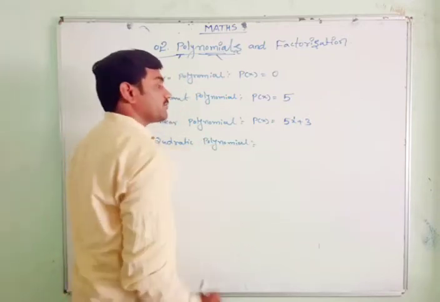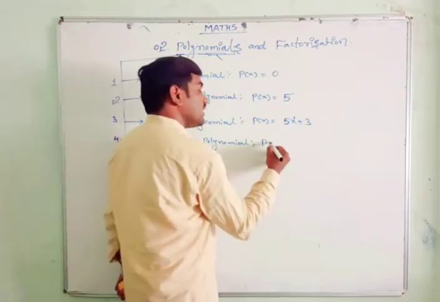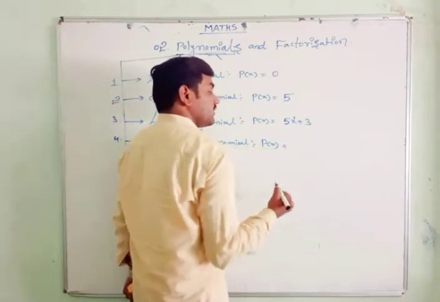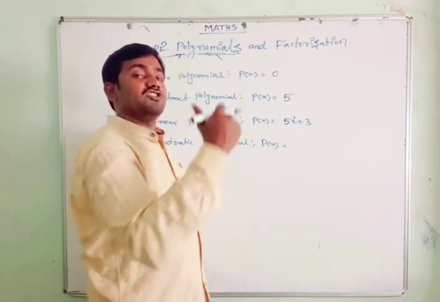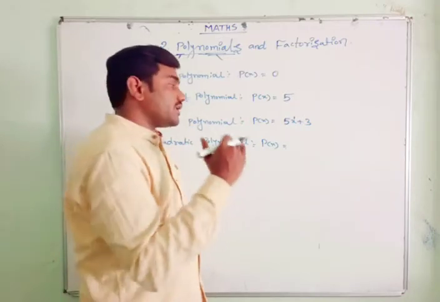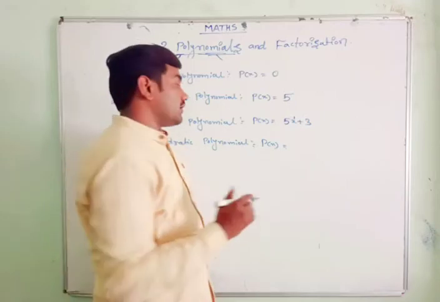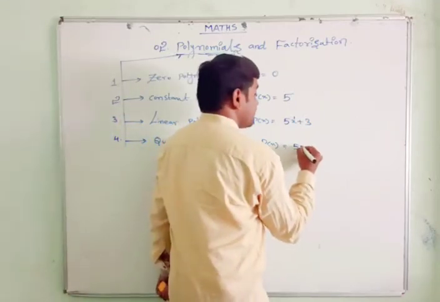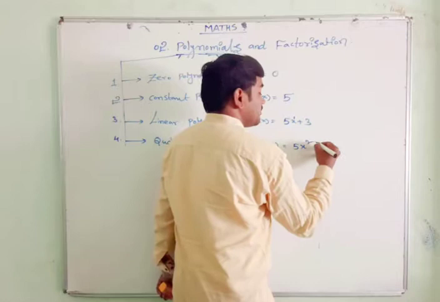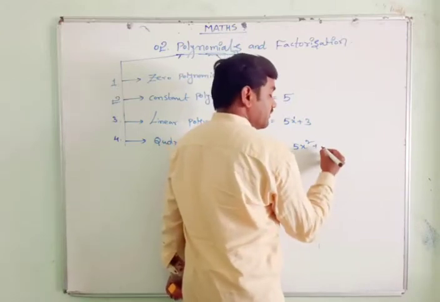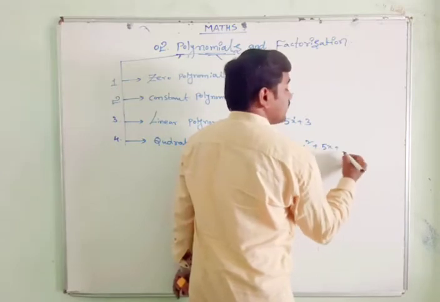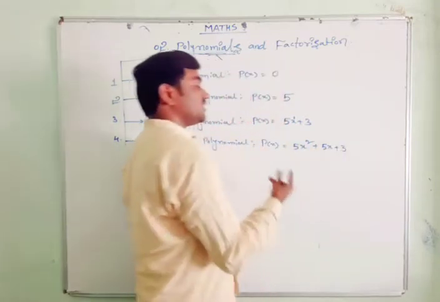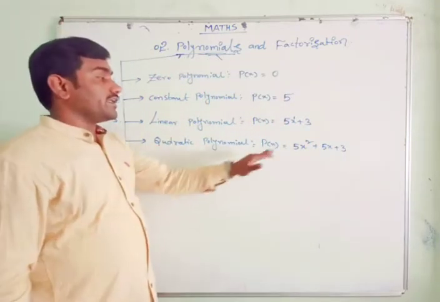Next one is the quadratic polynomial. A quadratic polynomial is an algebraic expression in a variable, where the power of the variable is 2. If the power of the variable is 2, then it is known as a quadratic polynomial. So what is the degree?